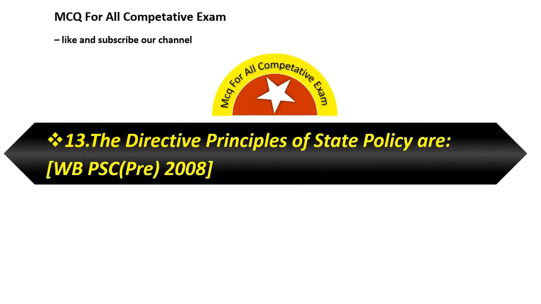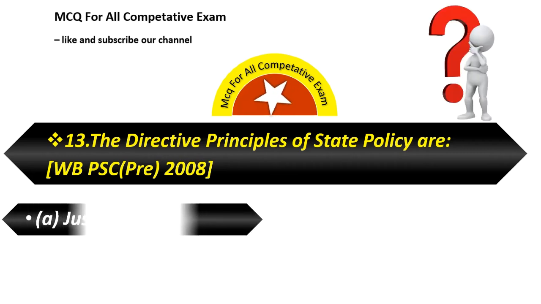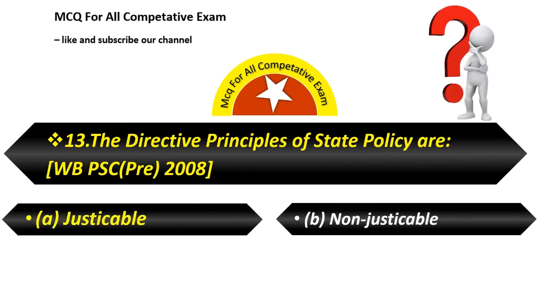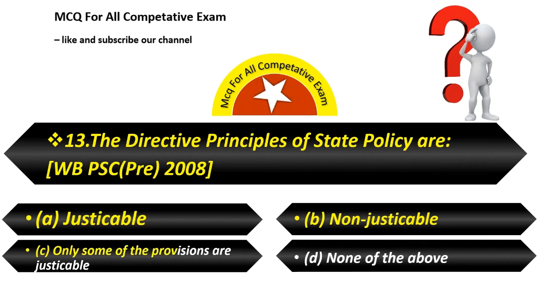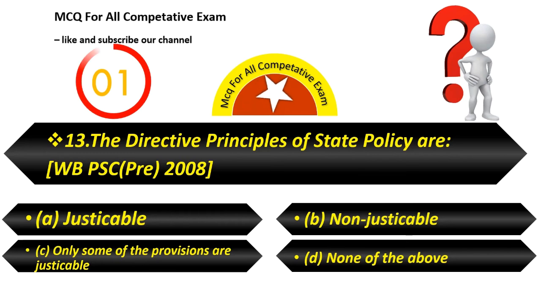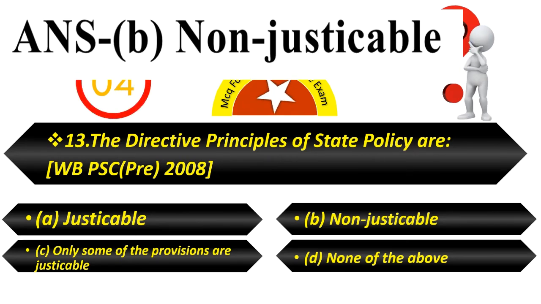Directive principle of state policy are: option A, justiciable. Option B, non-justiciable. Option C, only some of the prohibitions are justiciable. Option D, none of above. Answer is non-justiciable.